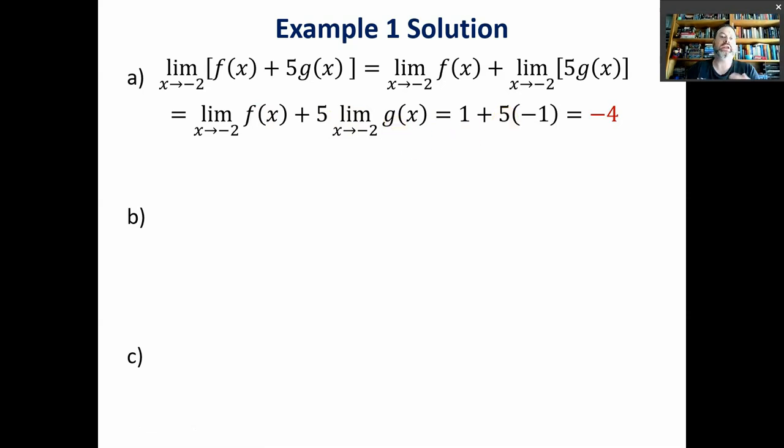If you have some combination of pluses, minuses, division, just work through them in the order that you're allowed to based on the limit laws. I wouldn't be able to just bring this limit straight inside the 5 because we don't have a rule that says that I'm allowed to do that.